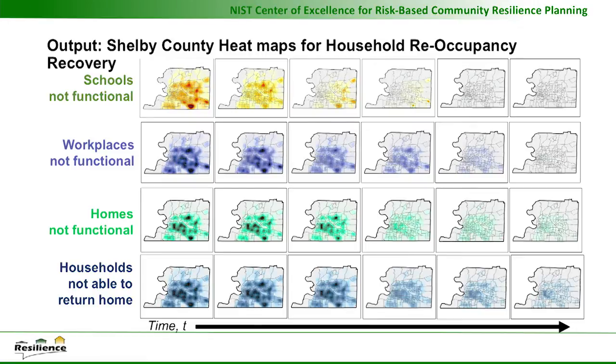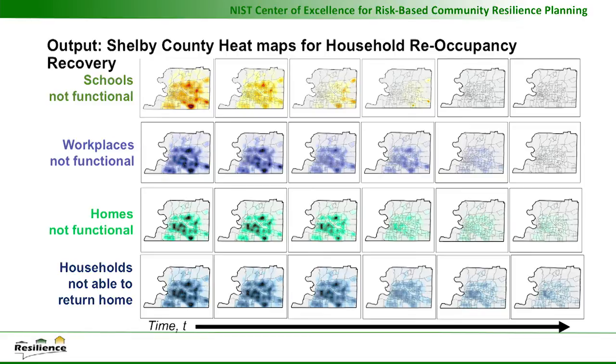One of the advantages of linking the population information with the building information is that we're able to generate a very fine resolution spatial analysis. And what we are looking at here are different heat maps of the community, in this case Shelby County, which has about 900,000 people in the county area. And we're looking at specifically where we can locate households where schools are not functional, where workplaces are not functional, where homes are not functional, and then at the end here where households are not able to return to their home. And this is done across both space and time.